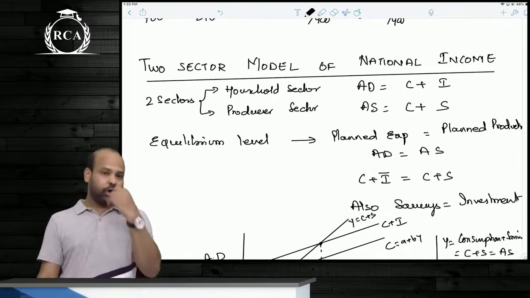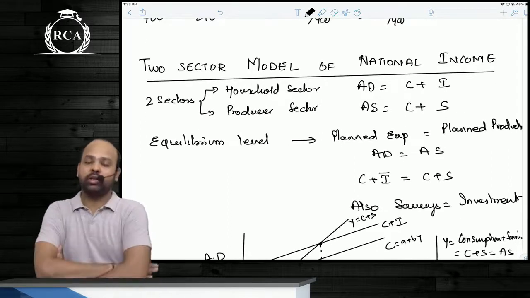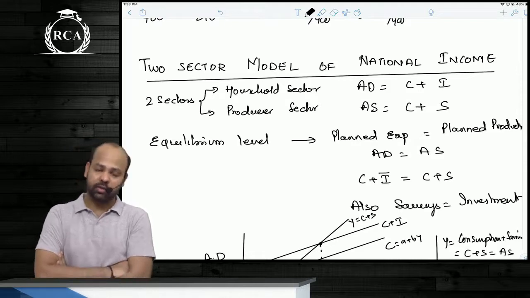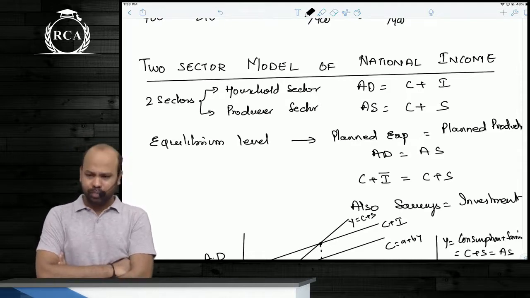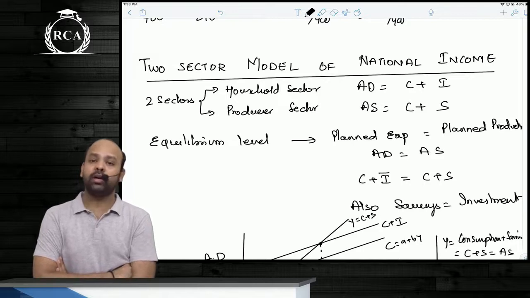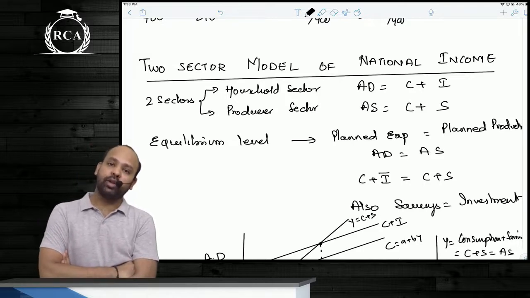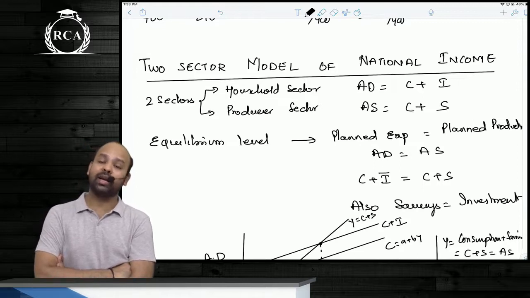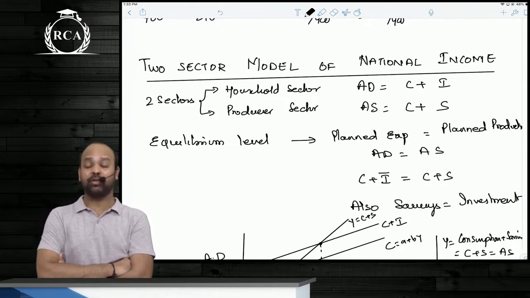Then we moved on to a two-sector model of national income, which has only a household sector and the production sector. So in a two-sector model, at the equilibrium level of output, we want our aggregate demand to match with aggregate supply, that is C plus I should match with C plus S.